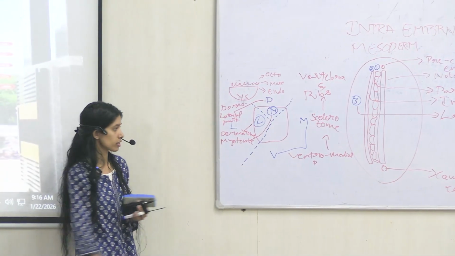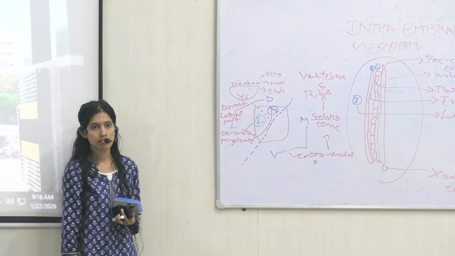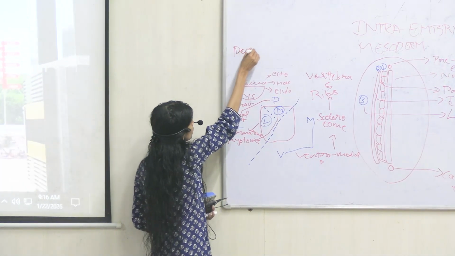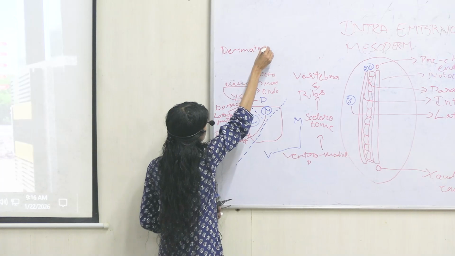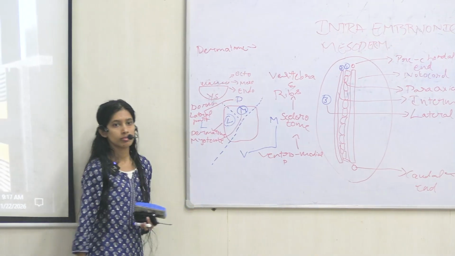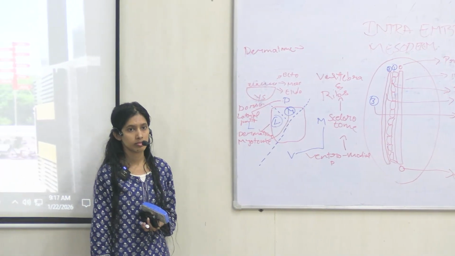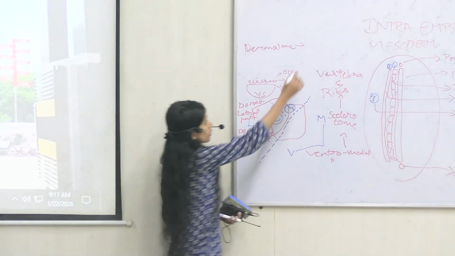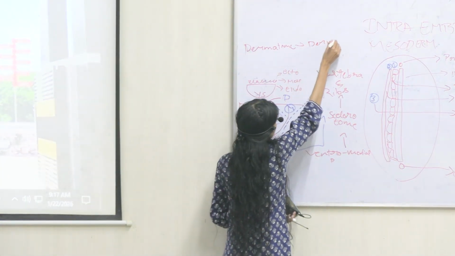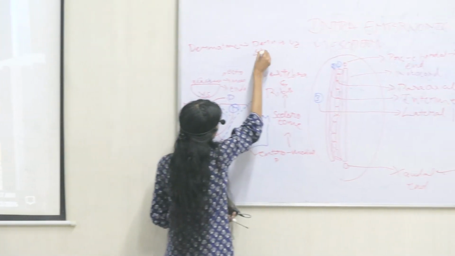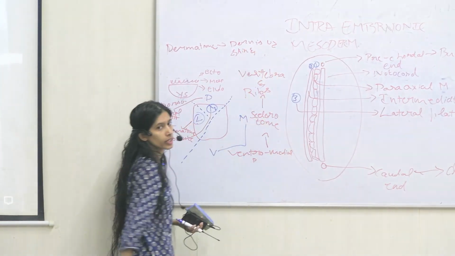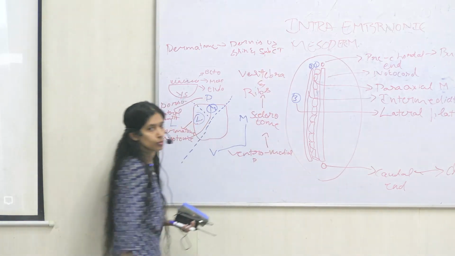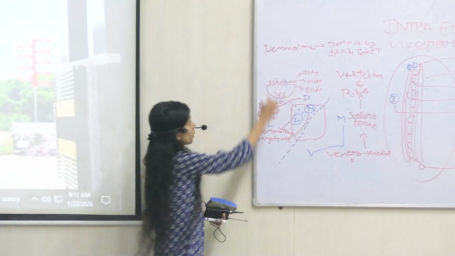Now tell me, what are the structures we can see from this? Dermatome will give rise to the dermis of the skin and subcutaneous tissue. Okay, what about the myotome?